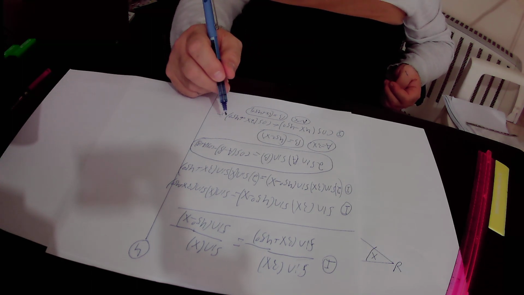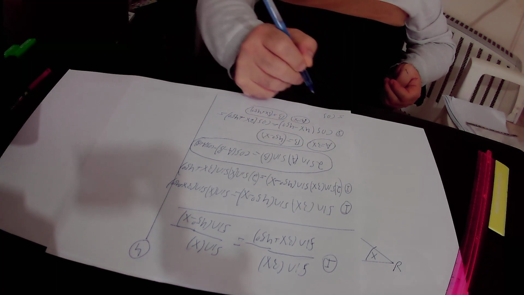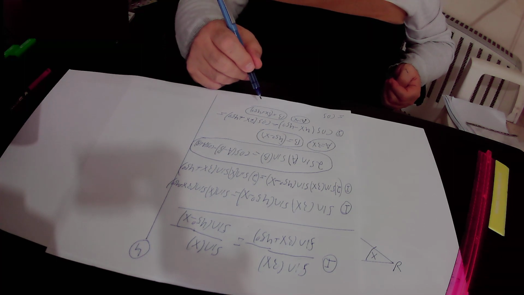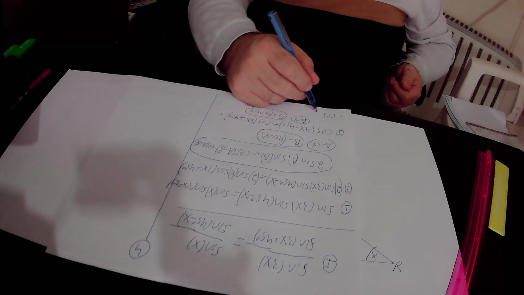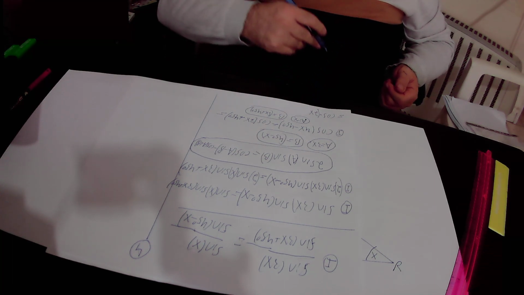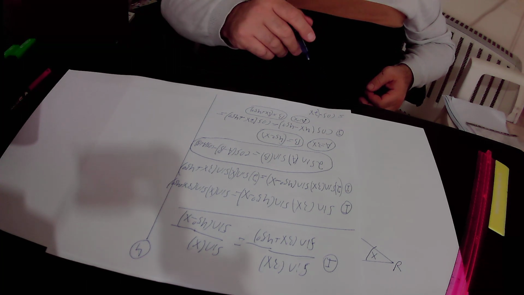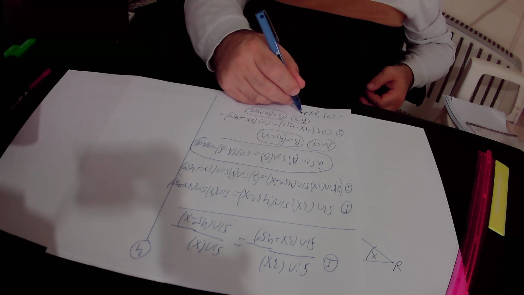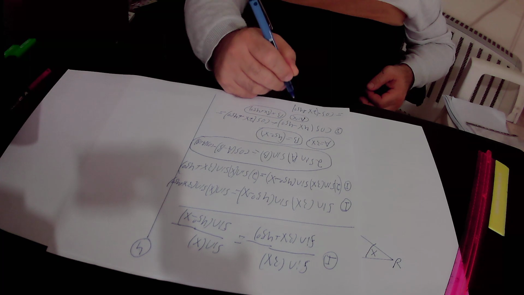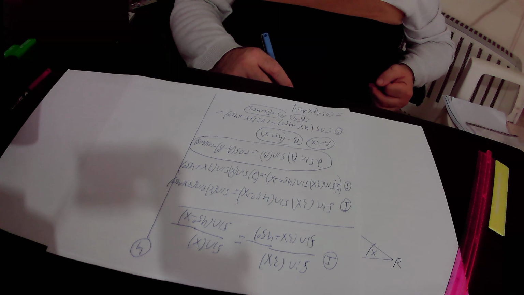So 2 sine A sine B equals cosine A minus B. Cosine A minus B, where A is x and B is 3x plus 45 degrees. So x minus 3x is minus 2x, and 0 minus 45 degrees is minus 45 degrees. So we actually got the expression cosine minus 2x plus 45 degrees.